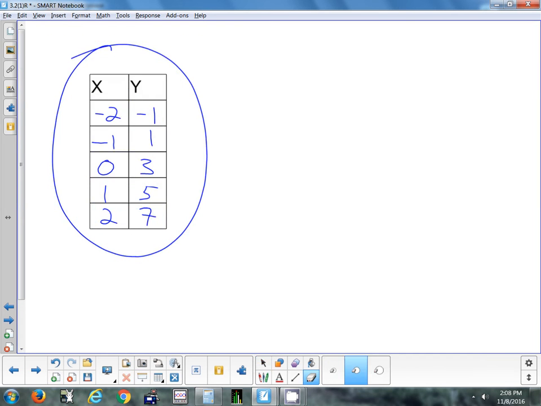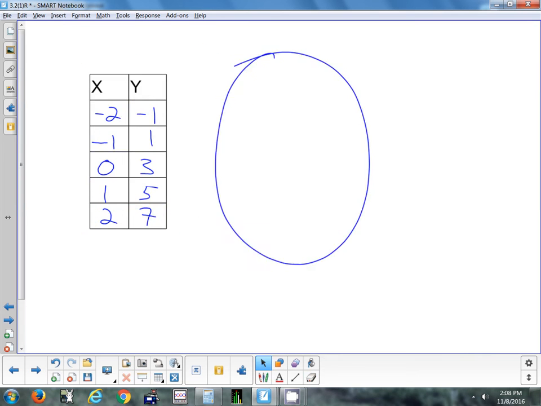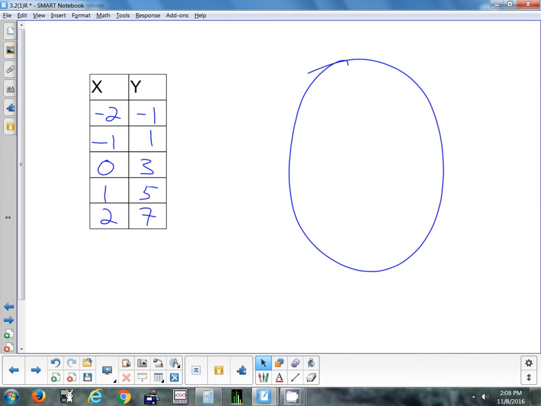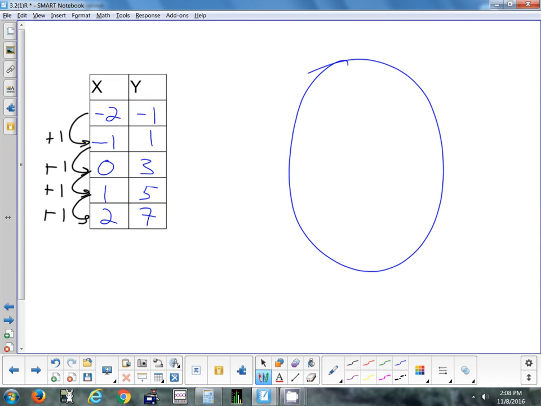All right, so start with your x's. Does anybody see a pattern in how the x's are increasing? Like how did we get from here to here, here to here? Plus 1. Yeah, each time we're doing a plus 1. So that's the first thing we want to look for. Is there a pattern in the x's? Okay, and yes, this time there is.